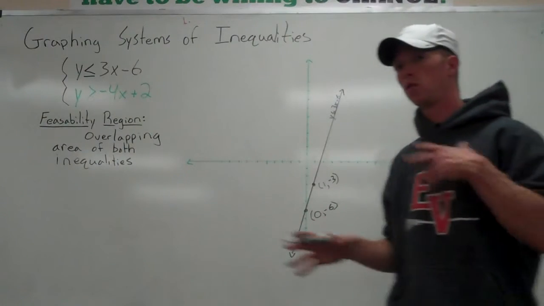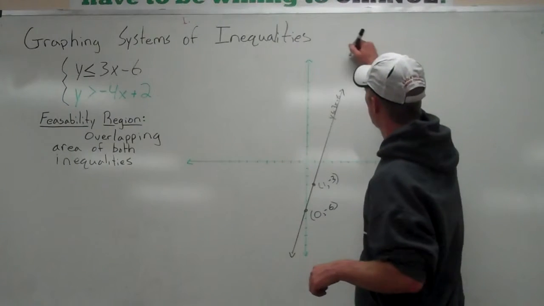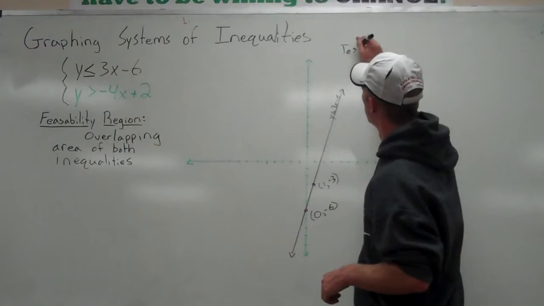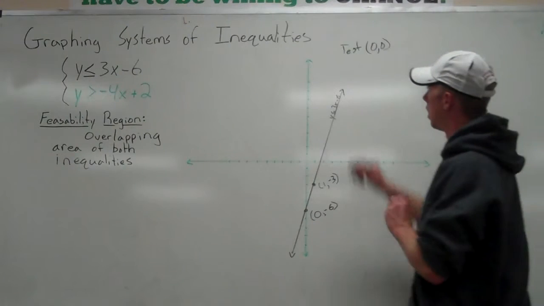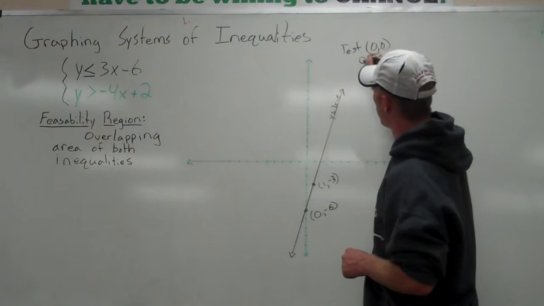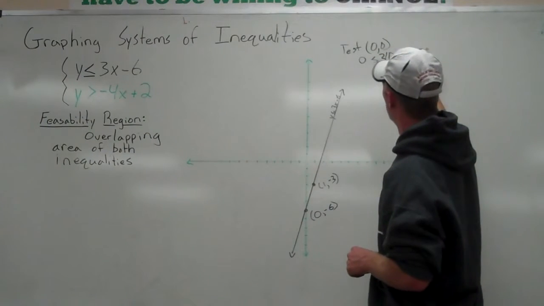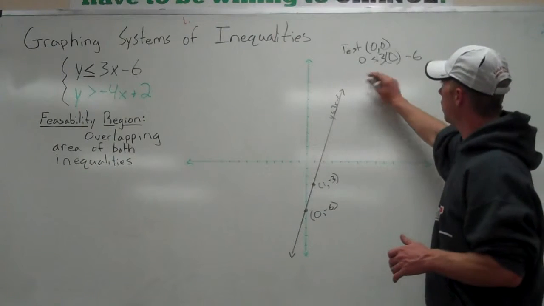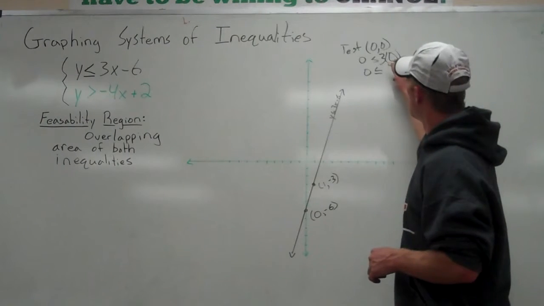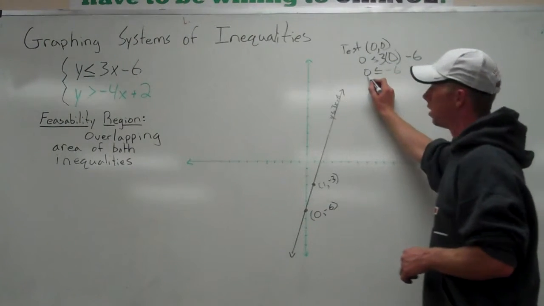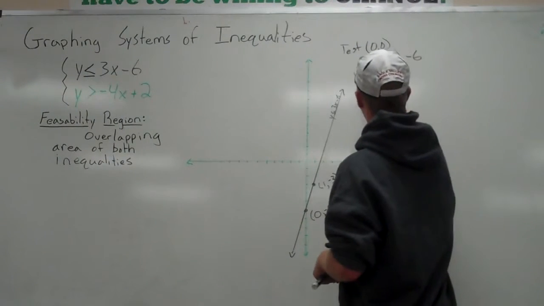Now because it's an inequality, we're not quite done yet. What we want to do is test a point. So for this line, I'm going to test 0, 0. Because 0, 0 isn't on the line. I put in a 0 for the y, that's where that came from. 0 is less than or equal to 3 times 0 minus 6. So here I have an inequality that I can solve. 3 times 0 is 0 minus 6, that gives me -6. Is 0 less than or equal to -6? Well, we know that is not true.